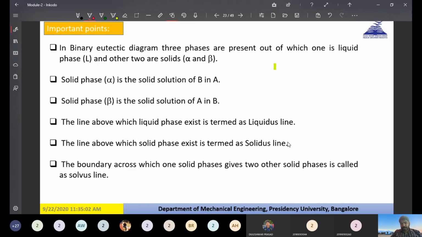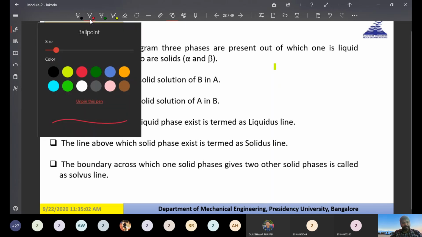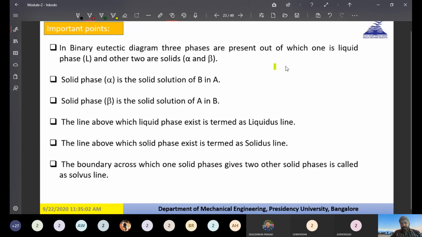Or you can say that the line across which one solid phase is in equilibrium with one liquid and one solid phase. You don't have to remember all this, but the thing that you have to remember is the general phase diagram, and you can do everything. If anything is in confusion, simply draw this diagram and check what is liquid, what is solid.